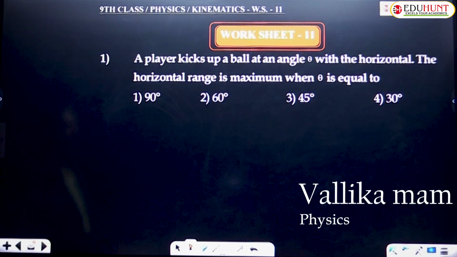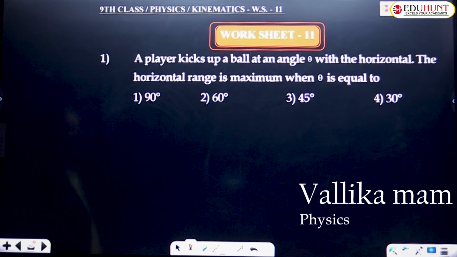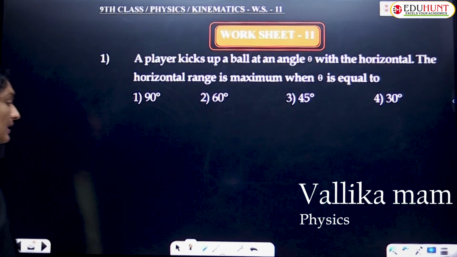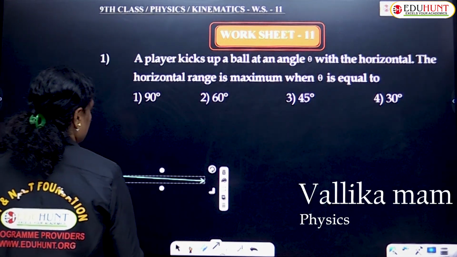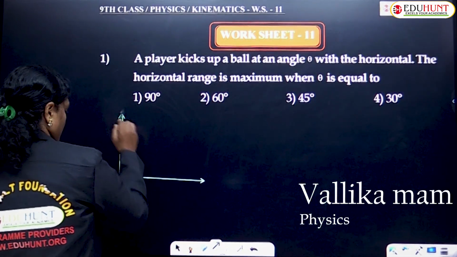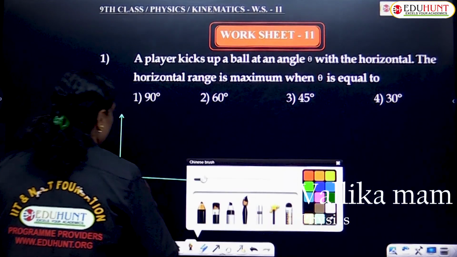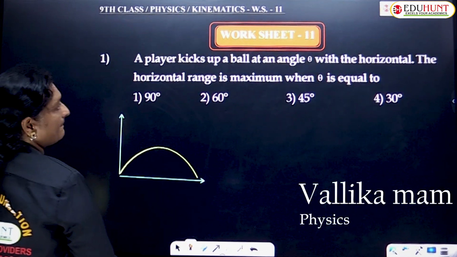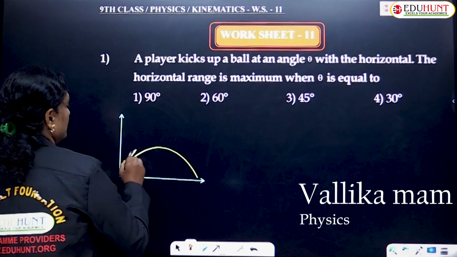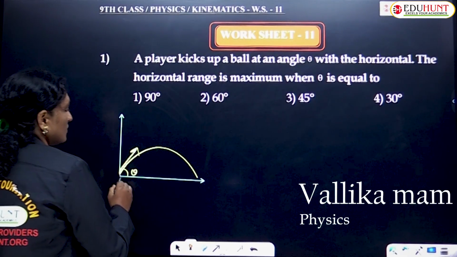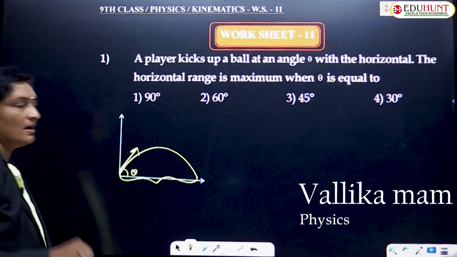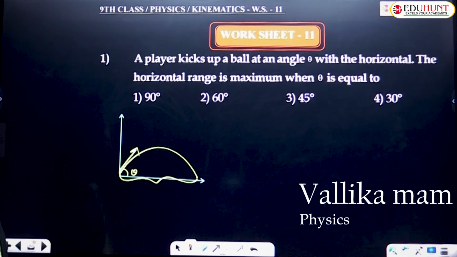So first question, children, worksheet number 11, first question. A player kicks up a ball at an angle theta. It was given. Okay, something like this. So the ball was being kicked at some angle theta with the horizon. The horizontal range is maximum. To get the maximum range, what must be the angle of projection?